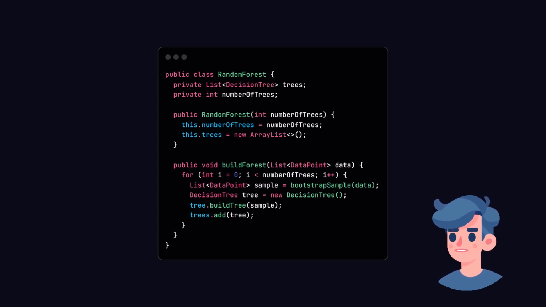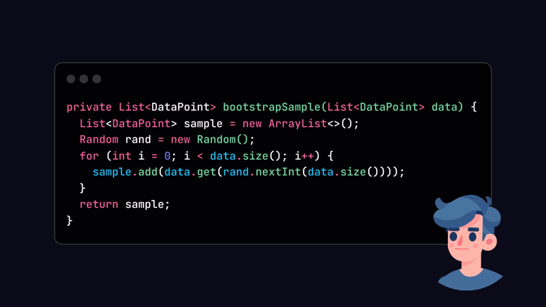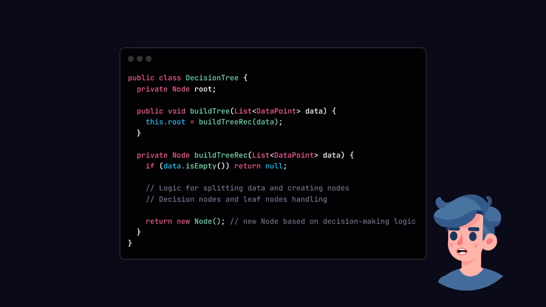Now that we have defined our data structure and loading function, let's build a method to create our random forest. This method will create a number of decision trees based on our bootstrap samples. In the build forest method, we will also need to implement the bootstrap sample method, which creates a resampled dataset from our original dataset.